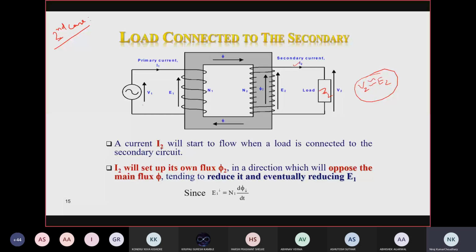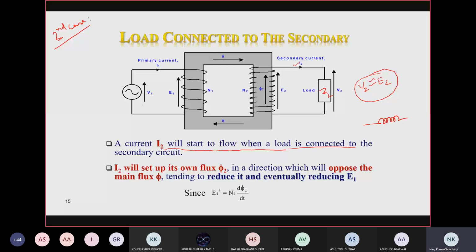So the magnitude of the primary current will be more in this condition because of the presence of the load connected across the secondary terminal. How it increases, that we will discuss now. So a current I2 will start to flow through the secondary winding when the load is connected across the secondary circuit, that is I2. Now you know that if any current flows through any coil, I2 अगर flow कर रहा है secondary coil के cross having N2 number of turns, then what will happen?